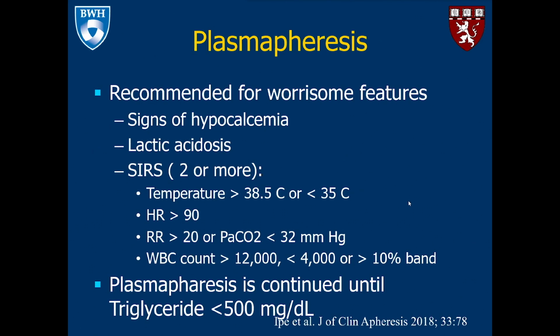So we recommend plasmapheresis if there are signs of hypocalcemia, lactic acidosis, or if you have 2 or more SIRS criteria, such as the temperature, the heart rate, the respiratory rate, and the white blood cell count. And it should be continued until the triglyceride level falls below 500.